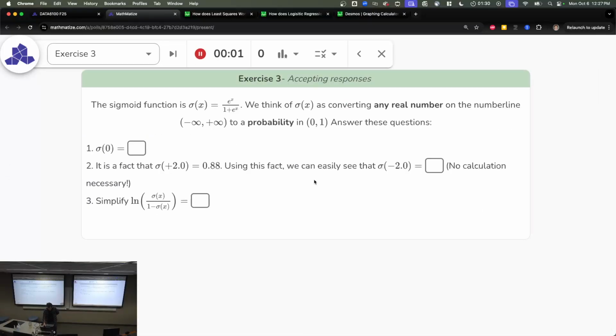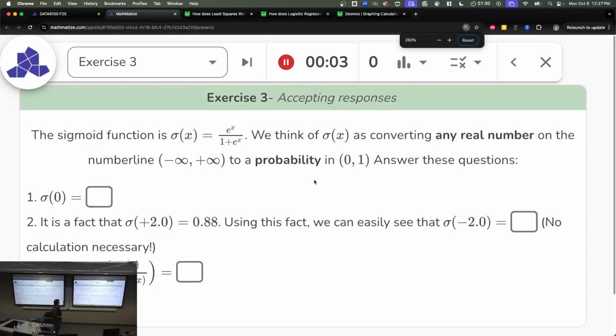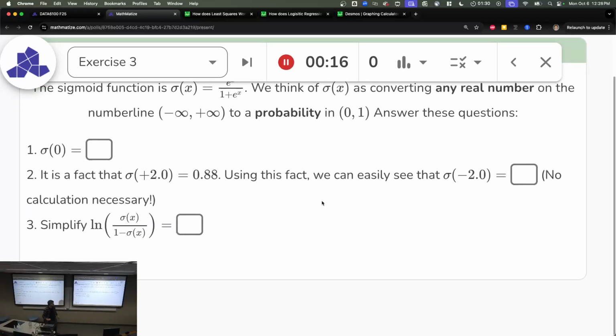Here are the exercises. So the sigmoid function, sigma of x equals e to the x over 1 plus e to the x, converts any real number, small or large, positive or negative, to a probability. It's a probability conversion function. And I have some really basic questions about it. What is sigma of 0? Here's a fact. Sigma of plus 2 is 0.88. What does that mean about sigma of minus 2?